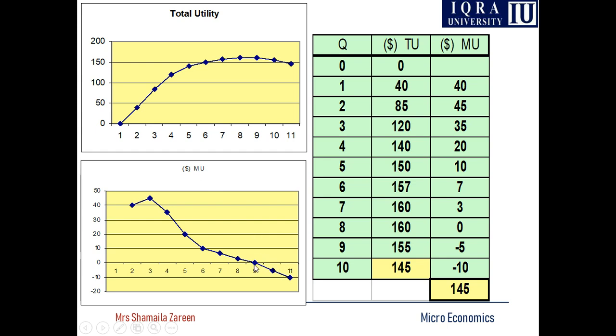So the marginal utility is zero at about the eighth unit, and then it's going to be negative after that, on the ninth and 10th unit.